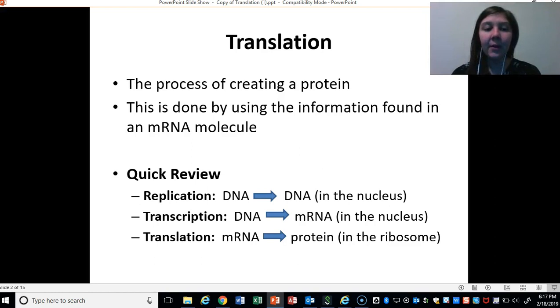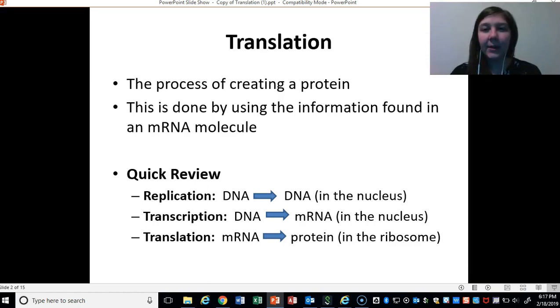cell. So just a quick review, replication is making a copy of DNA, so DNA to DNA, and this happens in the nucleus. Transcription is converting DNA into mRNA, which also happens in the nucleus because we need a DNA template. And translation is converting mRNA into protein, and this will happen at the ribosome.